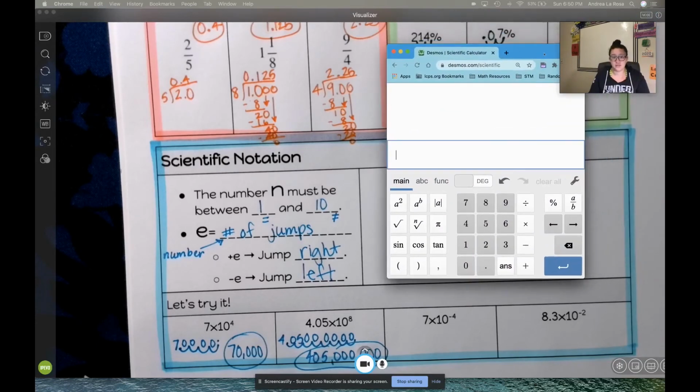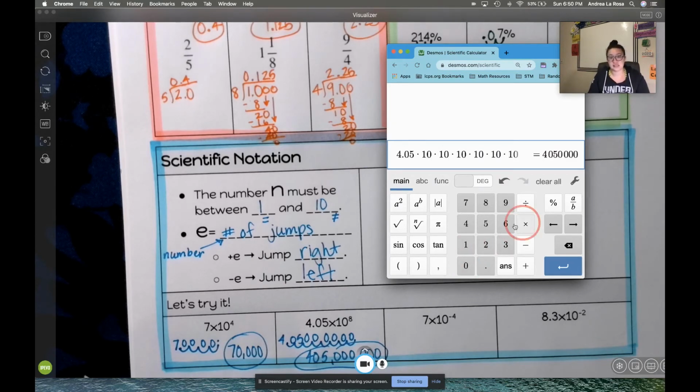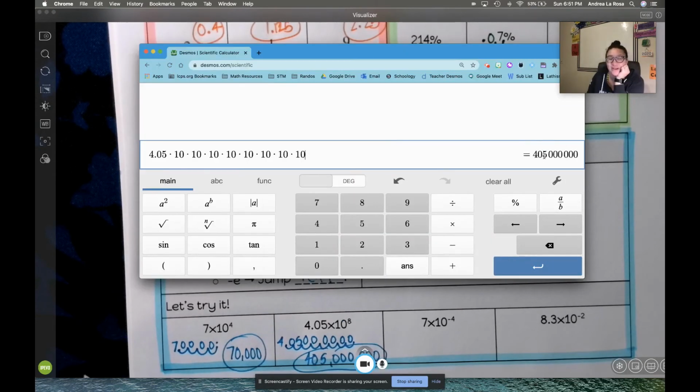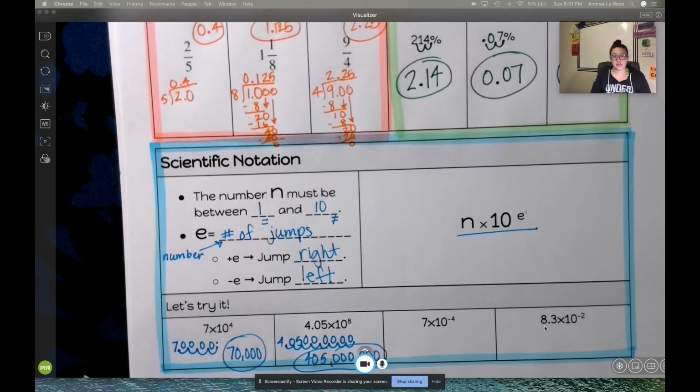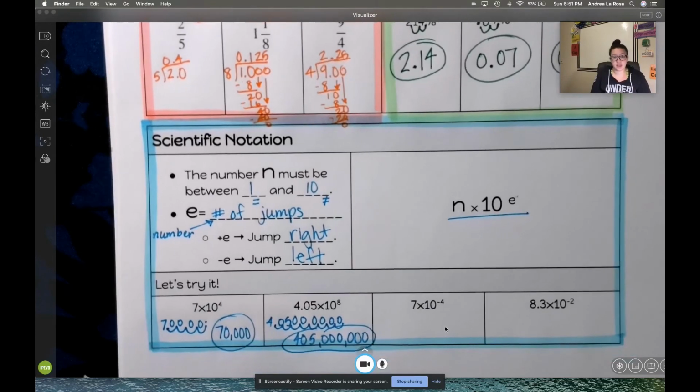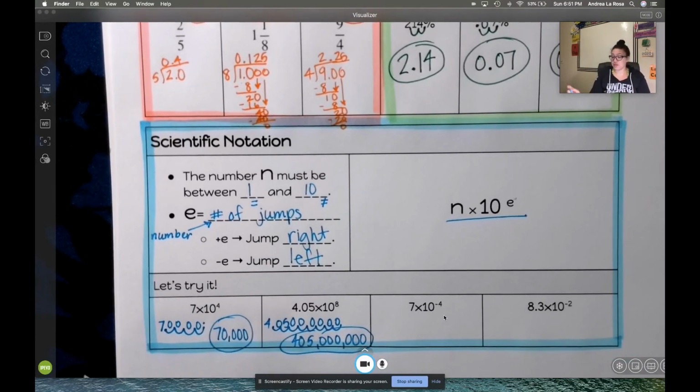In the calculator, if we do 4.05 times 10 8 times, so 1, 2, 3, 4, 5, 6, 7, 8, and there we go. We get our 405 million. So those were examples with a positive exponent. Now let's try some with a negative exponent.